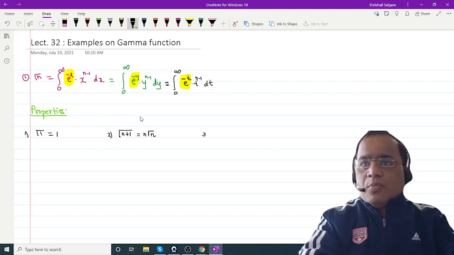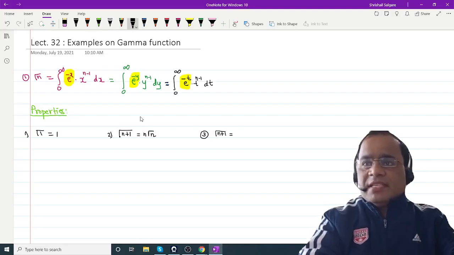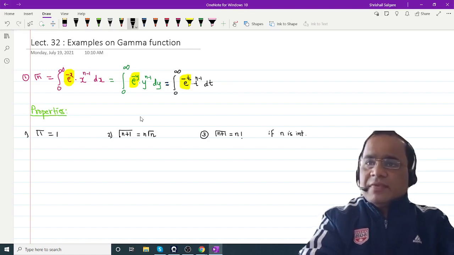And the same property we have deduced if n is an integer. What is gamma n plus 1, Prerna, if n is an integer? n into gamma n, already we have written. If n is an integer, after that we have seen it in terms of factorial, n factorial. Okay, so the fourth one. Ayushi, what is gamma of 1 by 2?